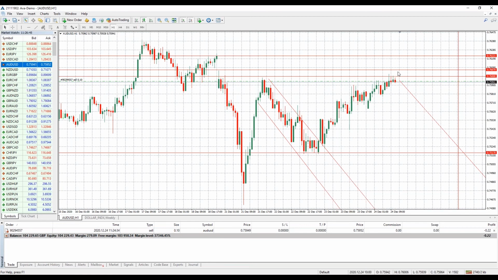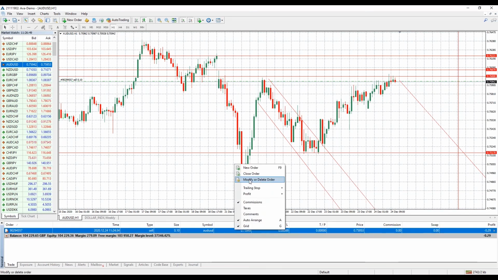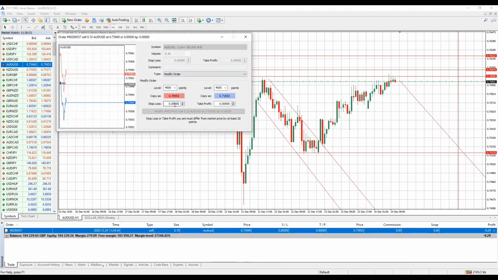Okay, so stop loss could be up here at 76.07 or so. So stop loss 76.07. Take profit could be down here, maybe 75.25. And I better get my 76 on the right side of the decimal, huh?